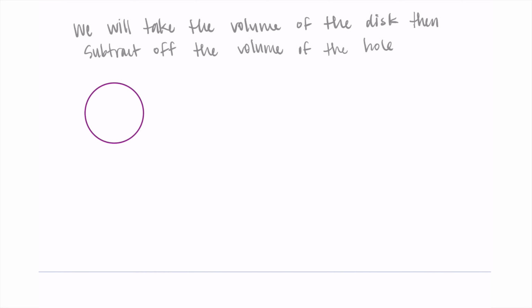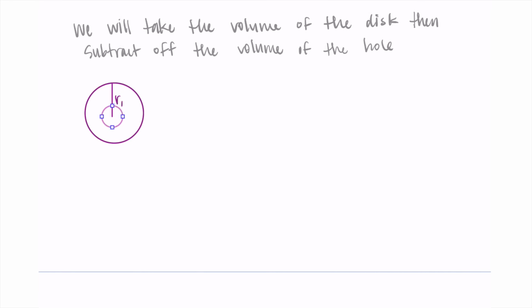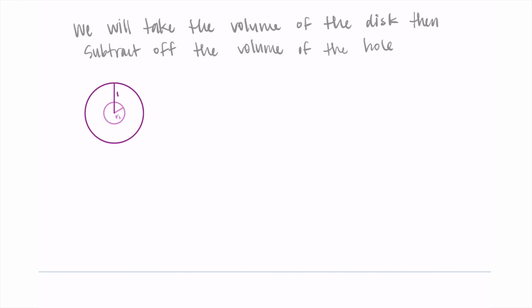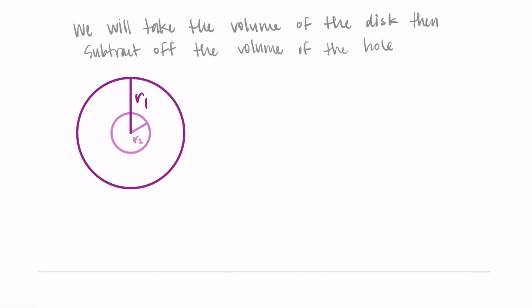So if we're looking at the disk straight on, we're going to take this full disk. This is going to have our first radius, and then we're going to subtract off a center bit. So a smaller circle in the middle, we're going to subtract that off. And I didn't do a great job here. We're going to subtract off then this smaller radius. Okay. So this is what our washer is going to look like. We're going to take the big volume and then subtract off the smaller volume so that we're just left with the volume of the washer that we wanted.